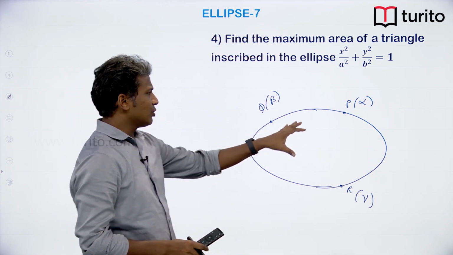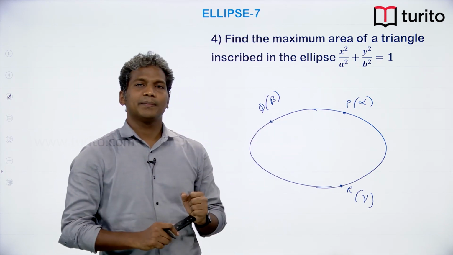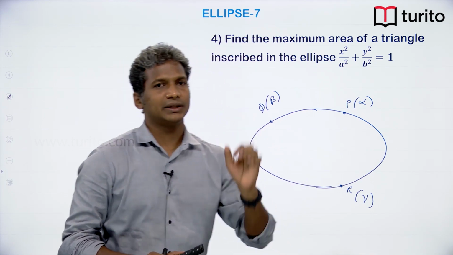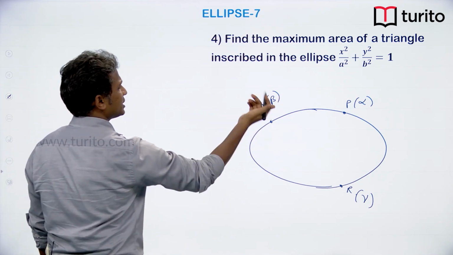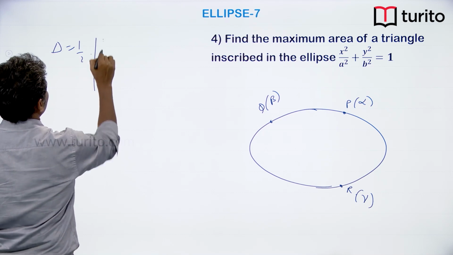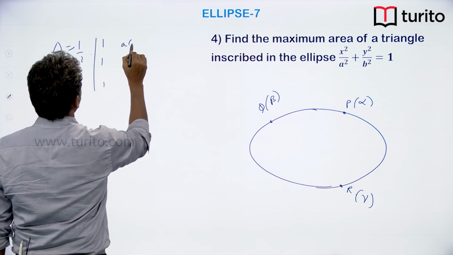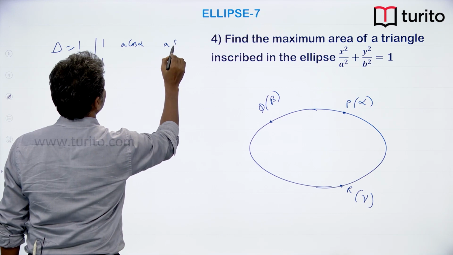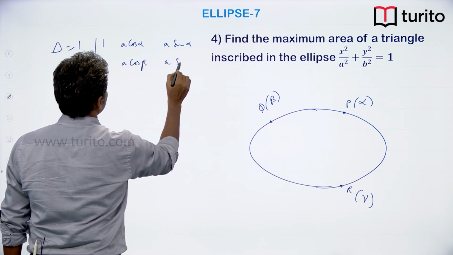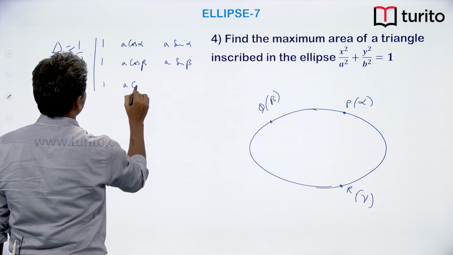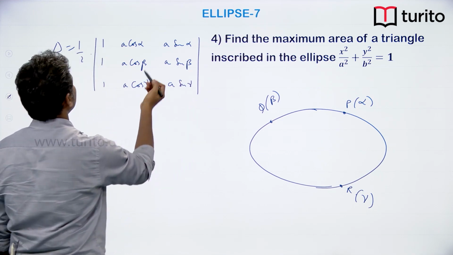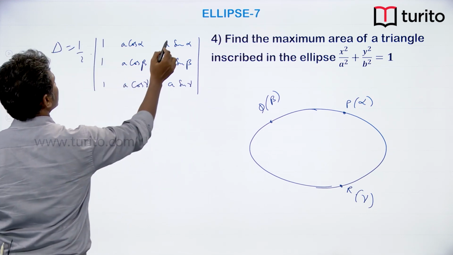Now, based on the parametric form of points, I will form area using formula of determinant. For example, the area of this triangle is going to be half into determinant with rows 1, 1, 1; A cos alpha, A sin alpha; A cos beta, A sin beta; A cos gamma, A sin gamma. Sorry, this must be B.